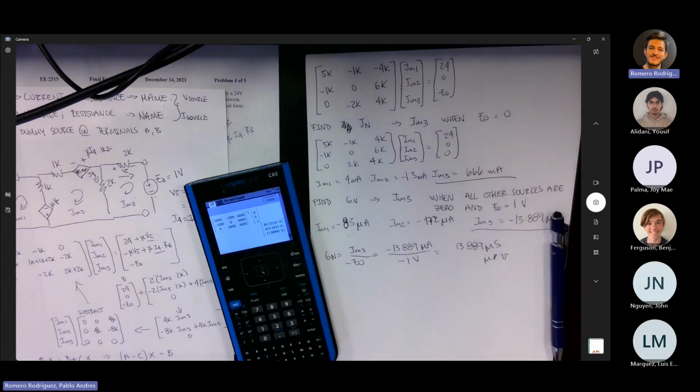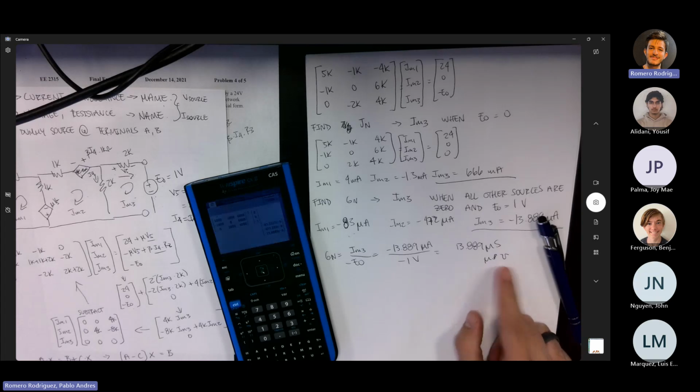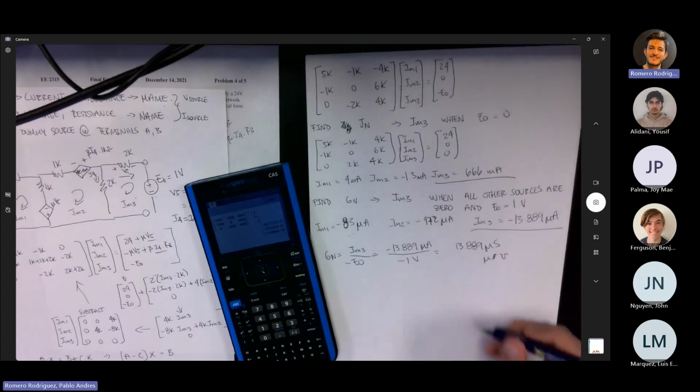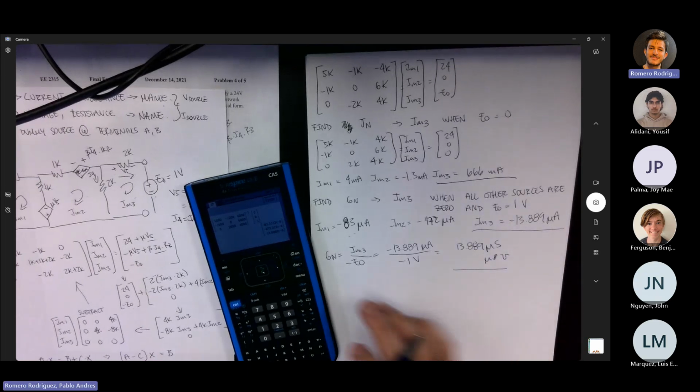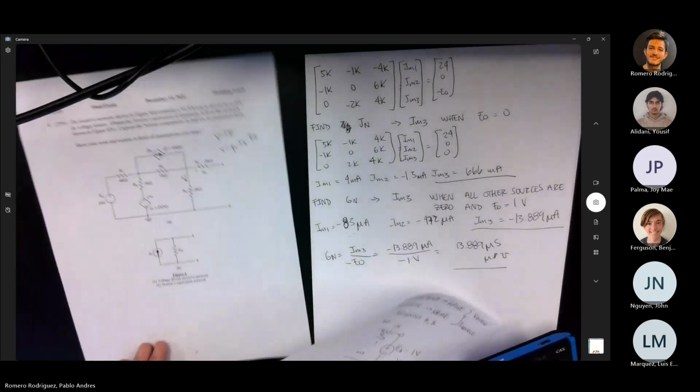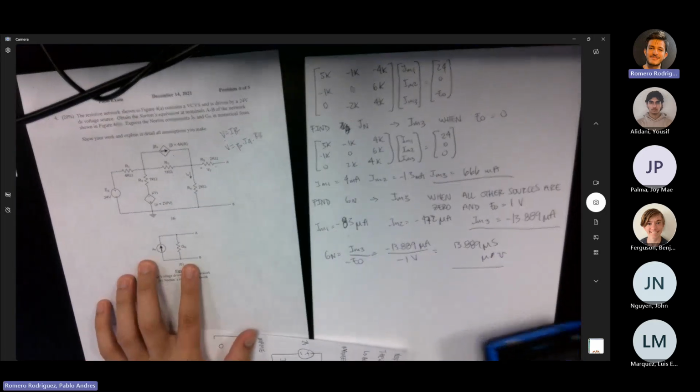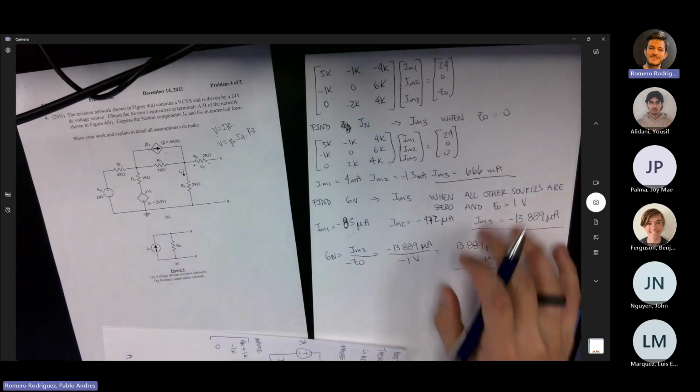I was going to say that looks like microseconds. Yeah, that's why I don't like using Siemens. I usually do this inverse ohms. So yeah, those are your two values, and you can just put the values there if you want. But as long as you give me that.